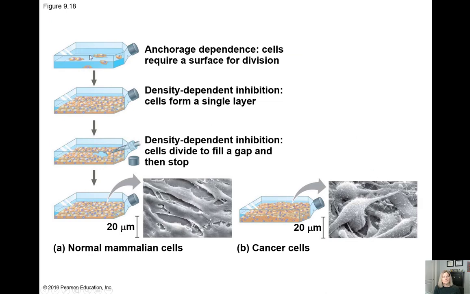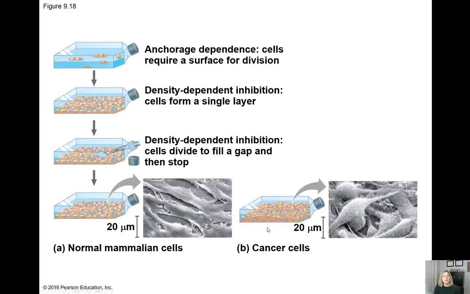So here, normal cells will divide if there is enough room. So this one has plenty of room, so they will divide, and it needs to be anchored to the surface, so it's allowed to divide.